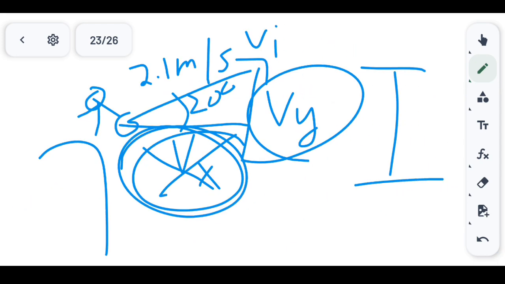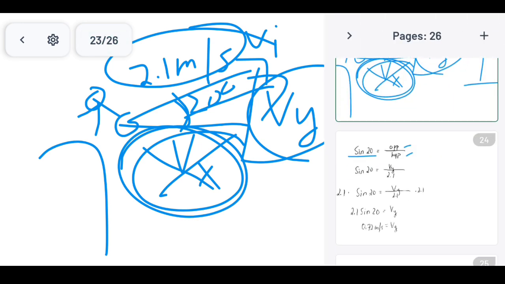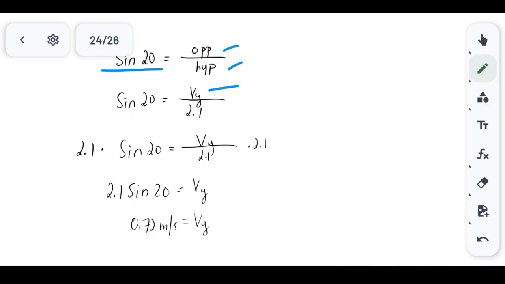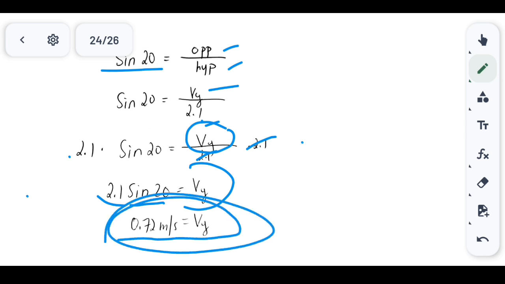So, ito yung degree natin, yung opposite niyan ay v sub y at ang hypotenuse natin ay ito, initial velocity. So, on this problem, you will have v sub y, tapos hypotenuse sa 2.1. Eliminate 2.1 by multiplying both sides of the equation by 2.1, numerator, denominator, cancel. You are left with the equation for v sub y. So, 2.1 times sine of 20 degrees is equal to the value of v sub y, which is 0.72 meters per second. Ito yung sagot ninyo na y component.